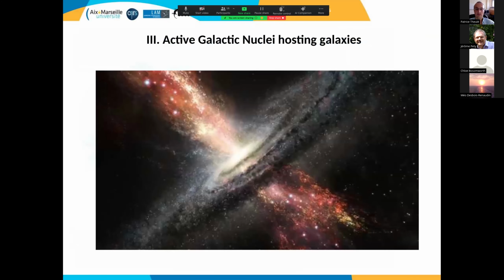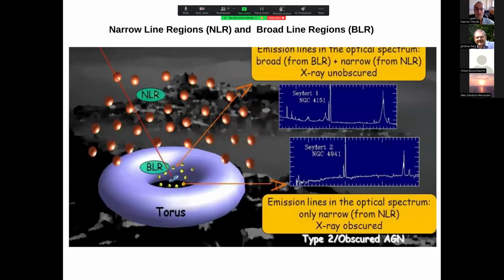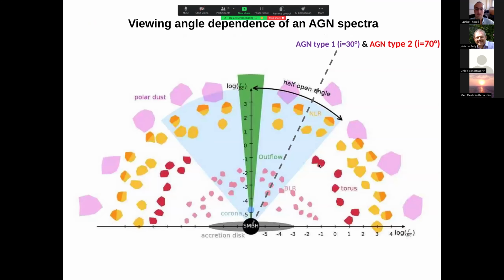And we can jump to the third component, which is the AGN. The AGN spectra depend very much on the viewing angle. If you have a small viewing angle, you will see both the narrow line region and the broad line region, and so that is the Seyfert one, the quasar. If you have a large viewing angle, you will only see the narrow line region, Seyfert 2. So we have a model where we have these geometry dependencies.